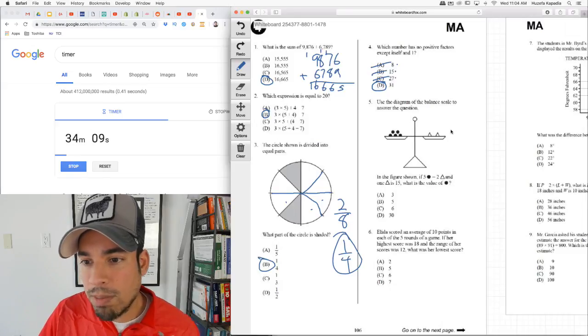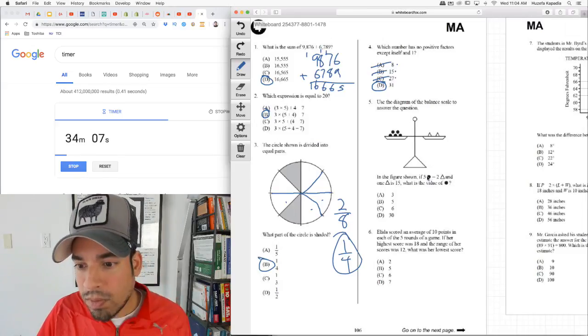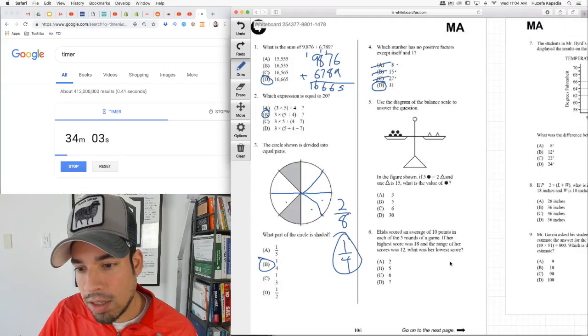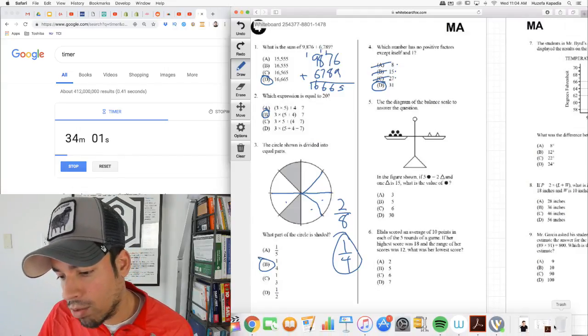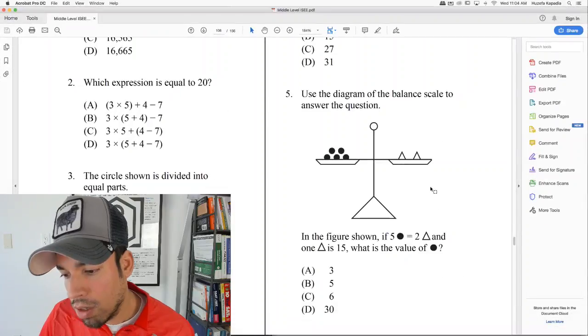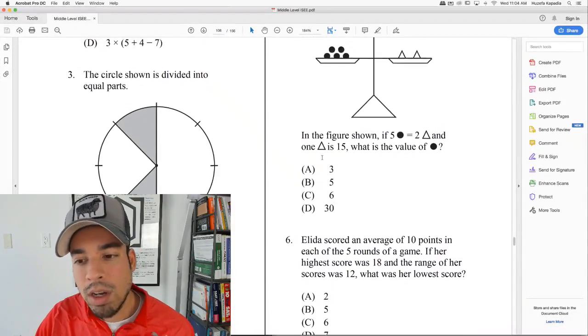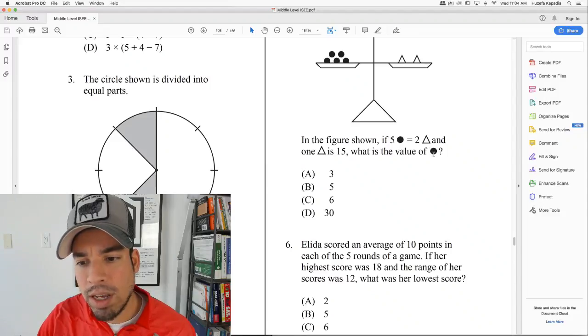Next, use the diagram and the balanced scale to answer the question. If 5 of these guys minus 2 of these guys, oh sorry, I think that's an equal sign. Man, this really did not come out well. Hold on, let's double check. Yeah, so 5 of the circles equals 2 of the triangles, and 1 triangle is 15. What is the value of this guy?